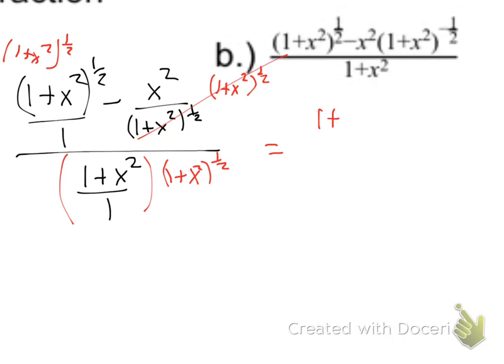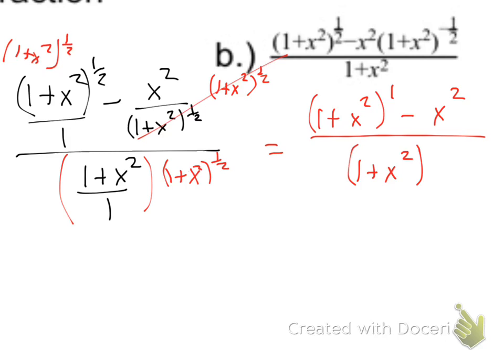And so now, this one becomes, the first one, it's 1 plus x squared. And that's it, isn't it? Or we say to the first power because a half plus a half. Minus x squared because there was an x squared attached to it. And the bottom is still 1 plus x squared. But what is it? What power? What's 1 plus a half? It's 3/2.